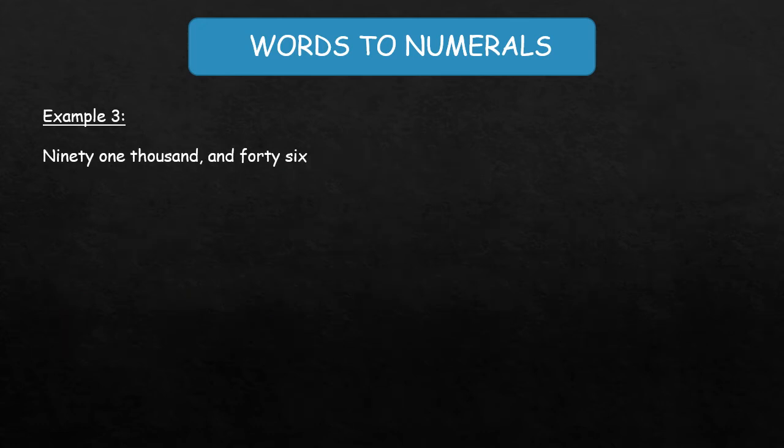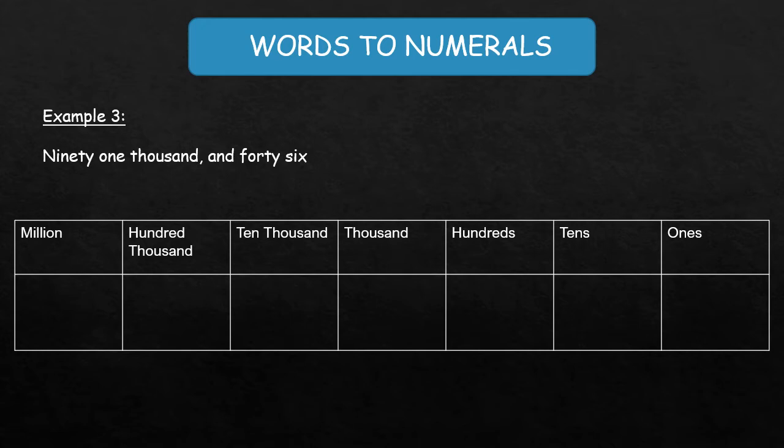Next, we are going to convert or change 91,046 into numerals. So first thing first, place value chart or place value box, whatever you want to call it. You just prepare it first, and then we are going to divide the family: 91,000. So that's one family, and 46. So we're going to be focusing on the 1,000 family.